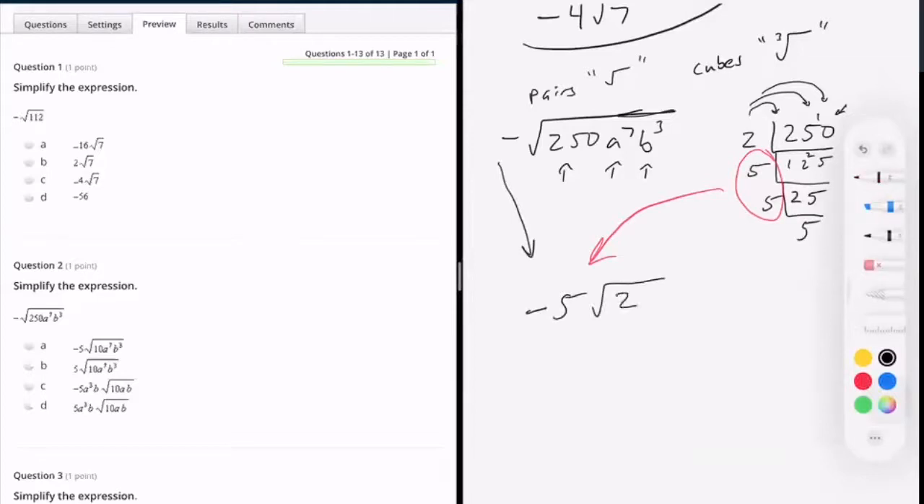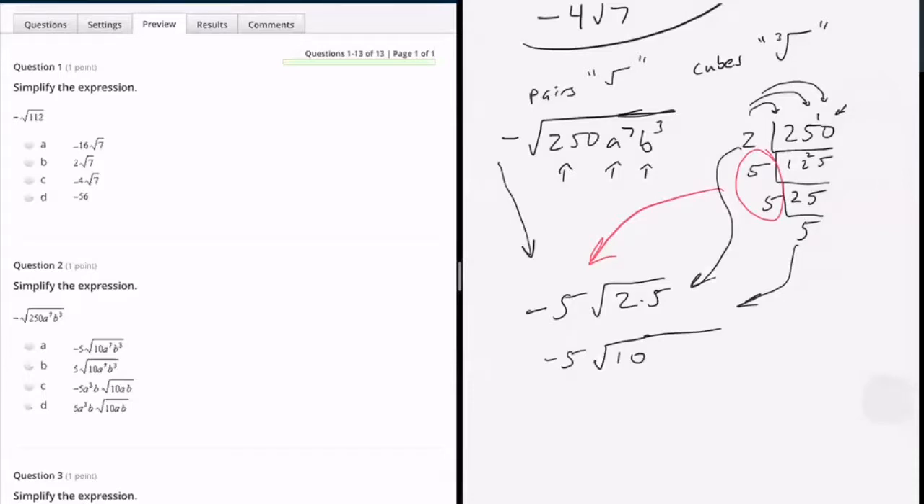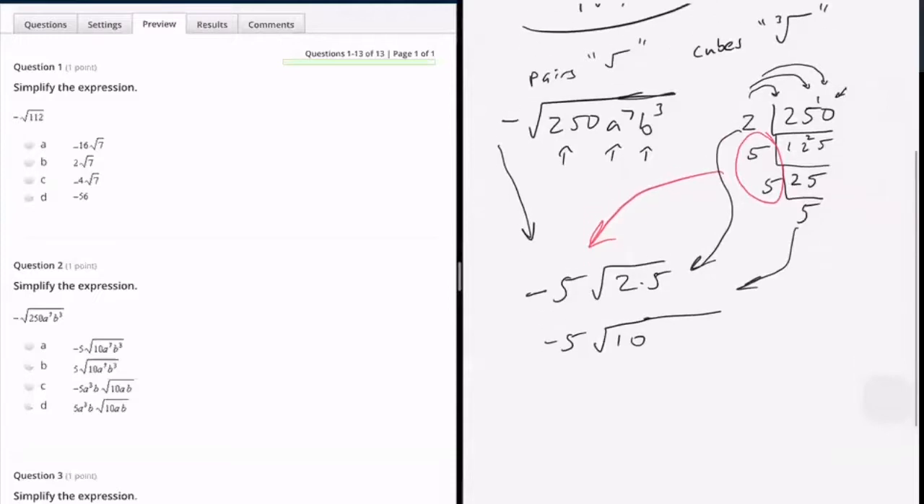Well, 2 wasn't kicked out, and 5 wasn't kicked out. And we multiply it back to become 5 times 2 is 10. Okay. Now, let's take a look at the other things that were in here. 250 wasn't the only number there. We also had a to the 7th and b cubed.